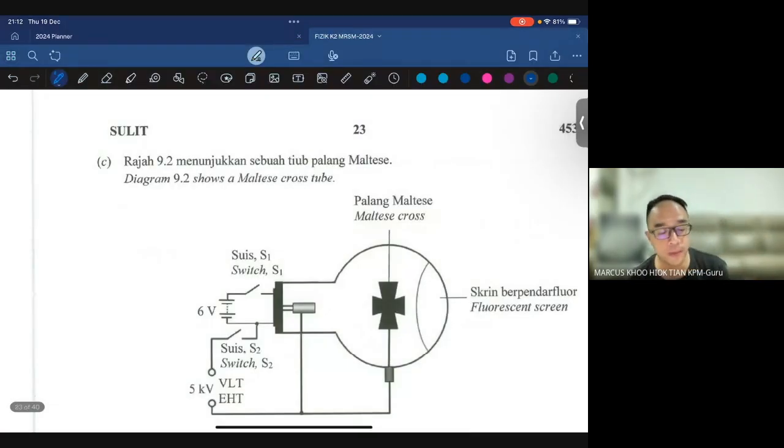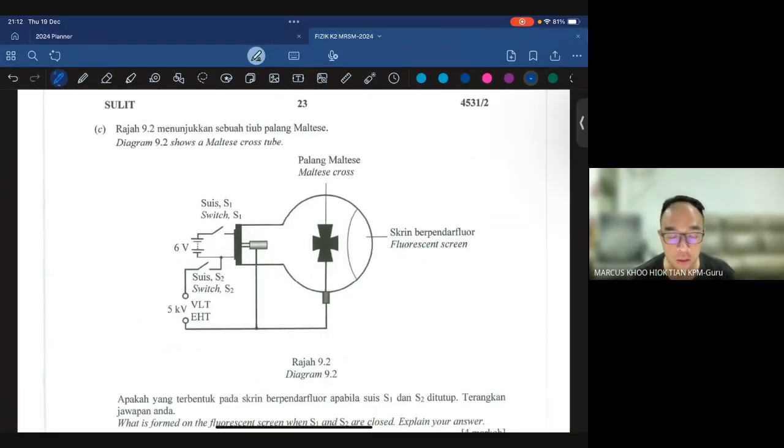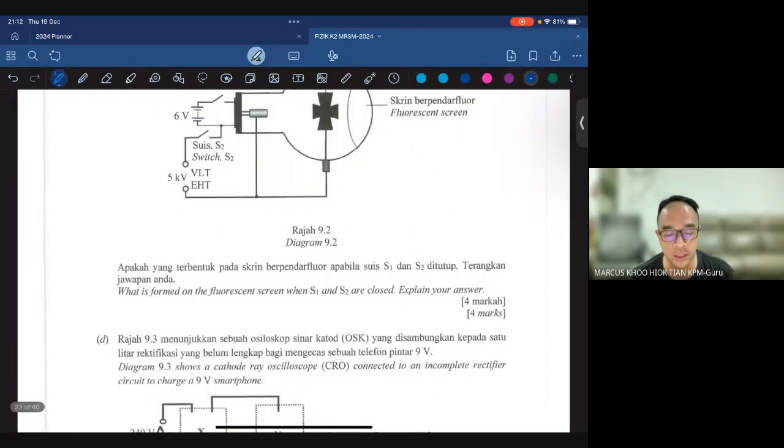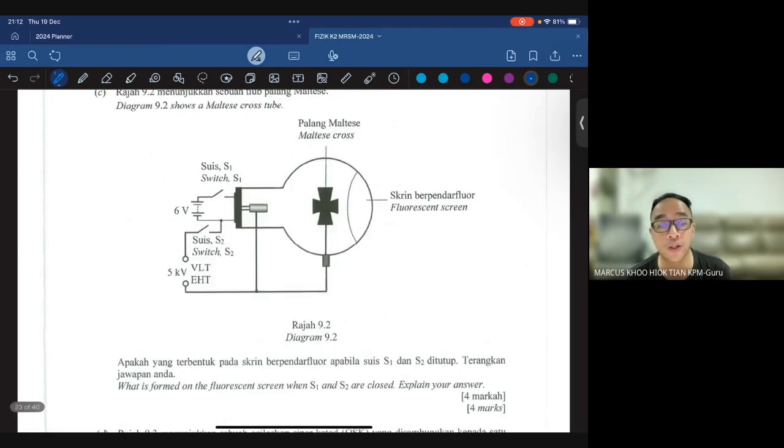Next question. 9.2 shows a Maltese cross tube, okay, over here. So what is formed on the fluorescent screen when S1 and S2 are closed? Explain your answer. I don't know whether you remember this, but there was one time that I showed you the video of the Maltese cross tube, where if you switch on one switch, then it's just yellow light. And if you switch on the second switch, then it becomes green. That's basically what we want the answer to be.